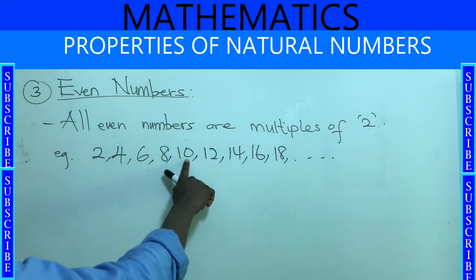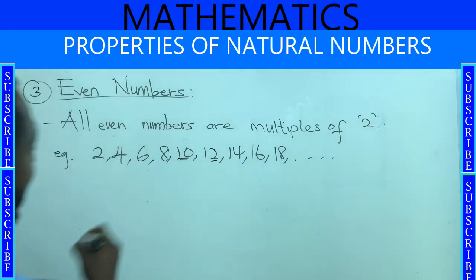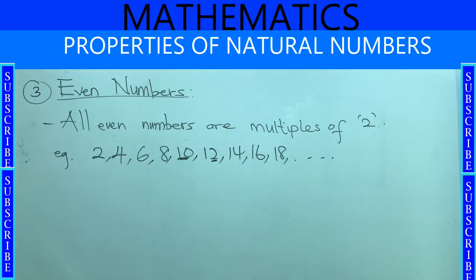When you move on to 10, it is ending with 0. So when a number ends with 0, it is definitely an even number. Again, when the number ends with 2, it becomes an even number. When the last digit is a 0, or when the last digit is a 2, the number automatically is an even number. So over here, the last digit is 2, so it is an even number.